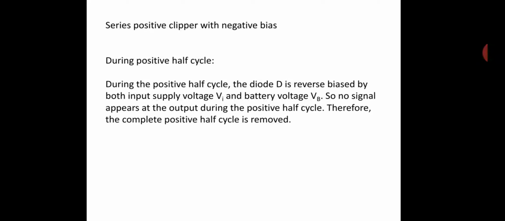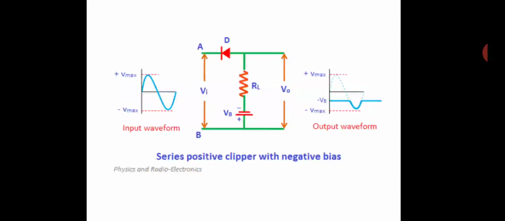So the circuit is like this. The input waveform is a sinusoidal waveform. A and B are the points where Vi, the input sinusoidal waveform, is applied. D is the diode, which is in series, RL is the load, and Vb is the DC battery with the diode negative. The diode positive and the battery negative terminal are connected to each other with the load.